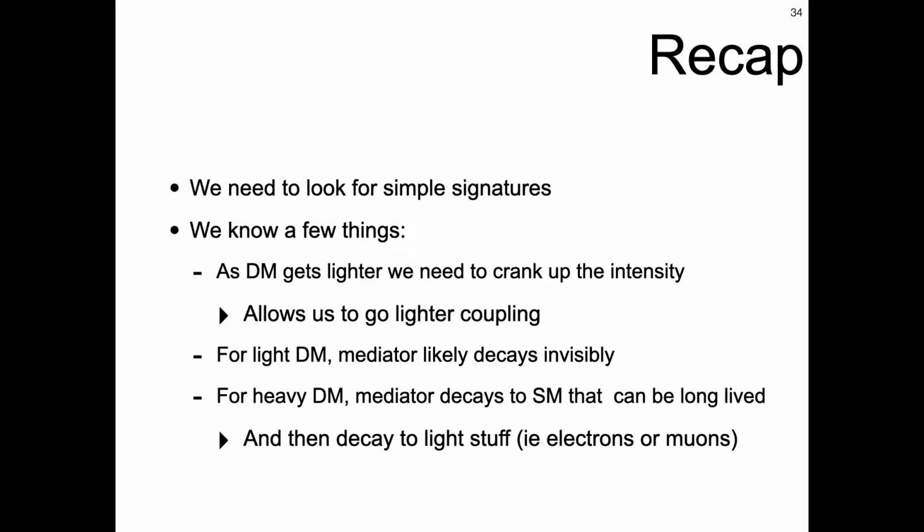But just as a recap, the idea here is to look for a few signatures: dielectron pairs, dimuon pairs. We know that as the dark matter gets lighter, we need to look for smaller and smaller couplings. And for light dark matter, if the dark matter is lighter than the mediator mass, the mediator will decay invisibly. So we want to do invisible searches. For heavy dark matter, the mediator will decay to standard model particles, but the coupling is now so weak that these things can be long-lived. So that kind of drives how we search for it.